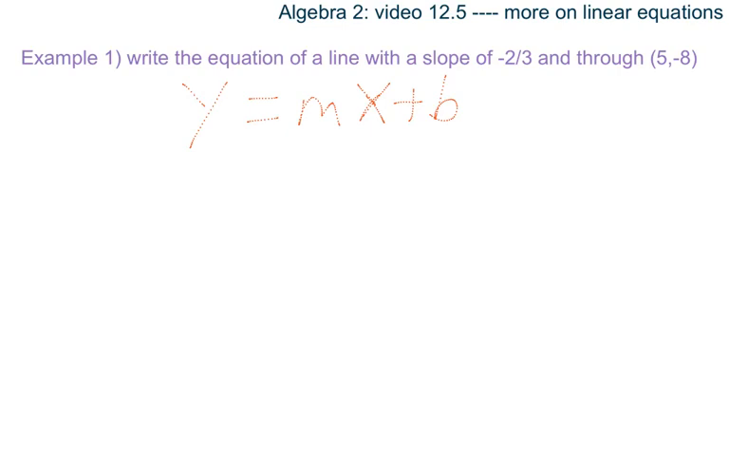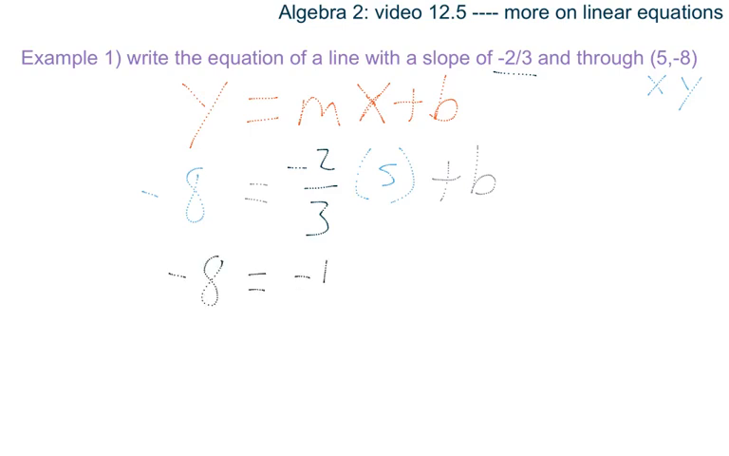So here we go. I know first off that my slope is negative 2/3, so negative 2/3 goes right here. I also know that I'm through the point (5, -8), so y is negative 8, and x is 5. So then I just fill in the rest. I want to solve for b. Once I have b, I have my entire equation. So my first step will be, negative 8 equals negative 10/3 plus b.